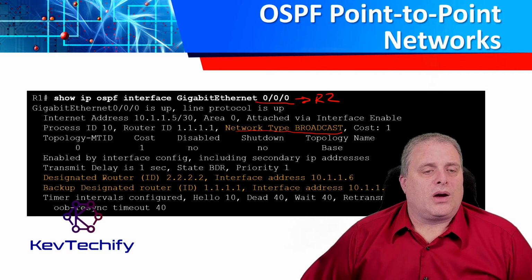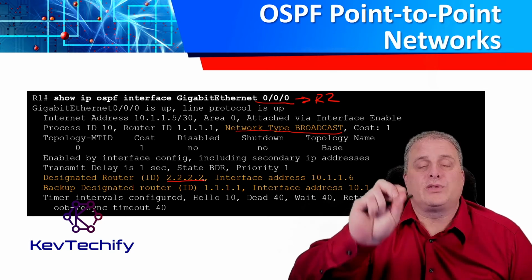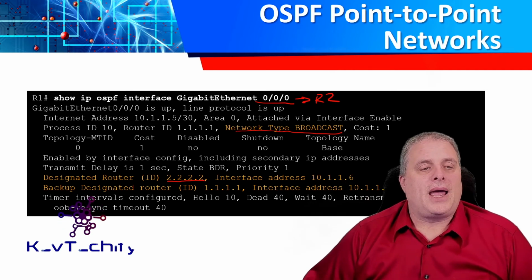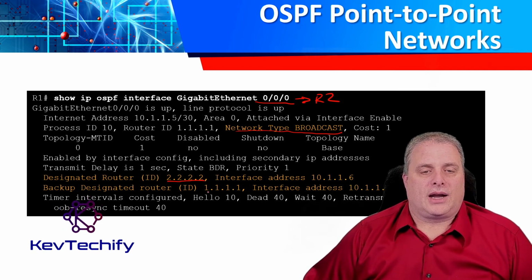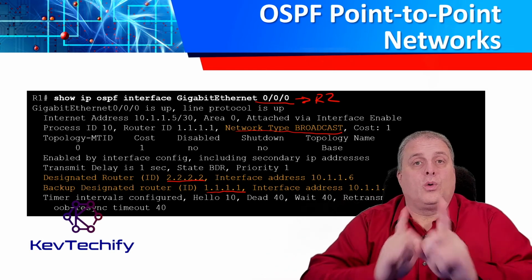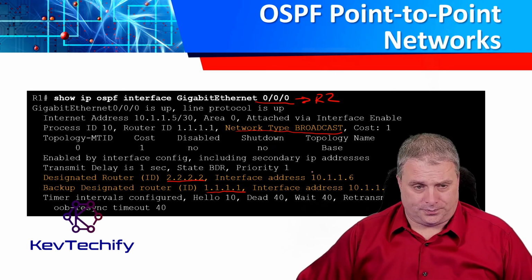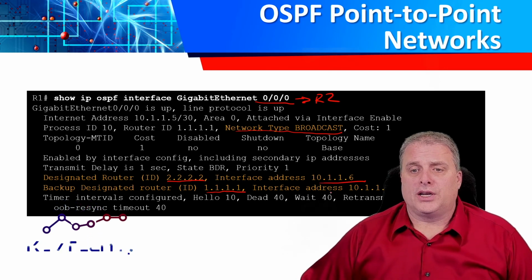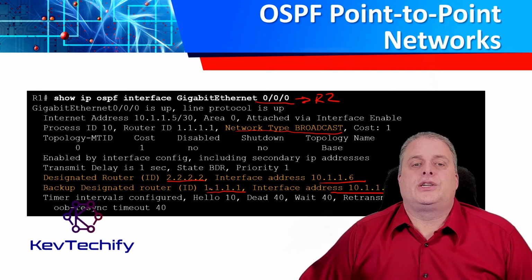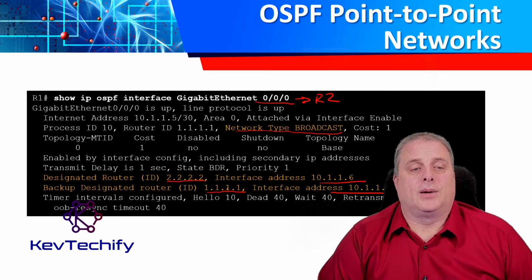The designated router ID is 2.2.2.2, and remember, for router 2, that's what we set the router ID to, so we could easily remember it. And then the backup designated router ID is 1.1.1.1. That's for router 1. And those are the only 2 devices on there. It gives us the interfaces that they're connected to here also, but it's showing us that both of the devices participated in that election. One of them got the designated router, the other one got the backup designated router.